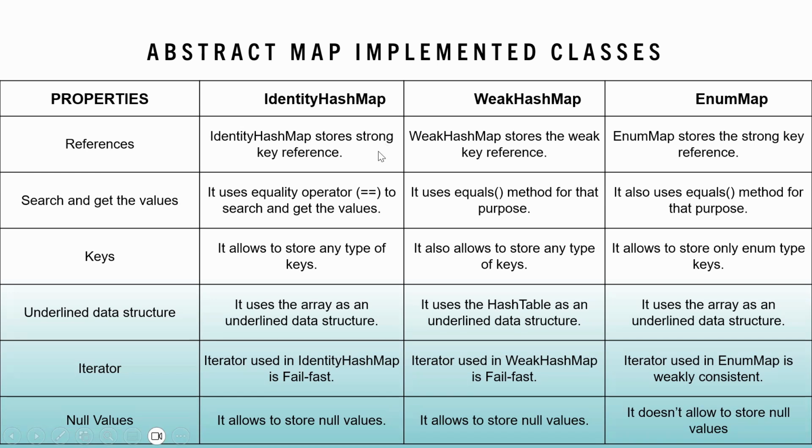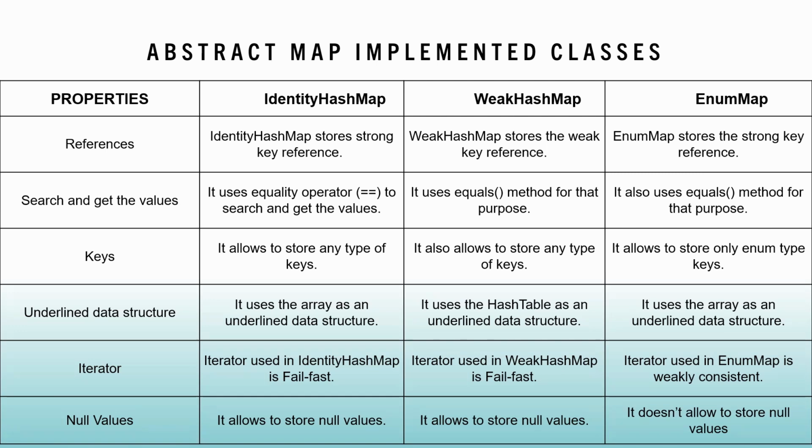So if you have data or an object of a certain map which you don't want removed from the heap memory, then you can go for IdentityHashMap. WeakHashMap is used where there is a weak key reference. If you want a key to be garbage collected after a particular threshold of time, in that scenario WeakHashMap is used. And EnumMap is also for strong key reference. IdentityHashMap and EnumMap both store strong key references.